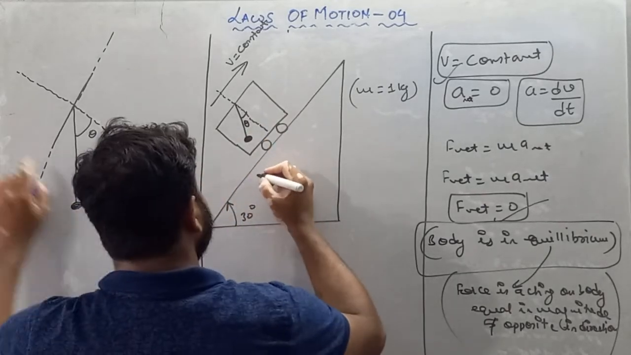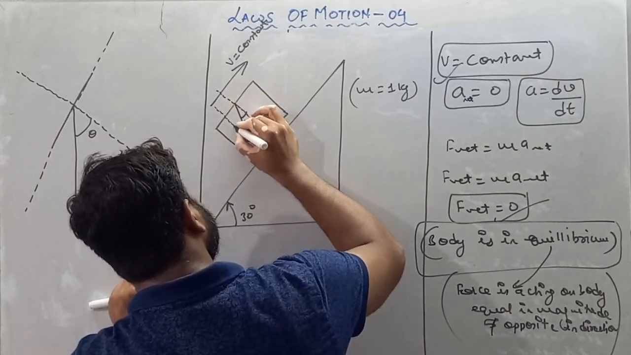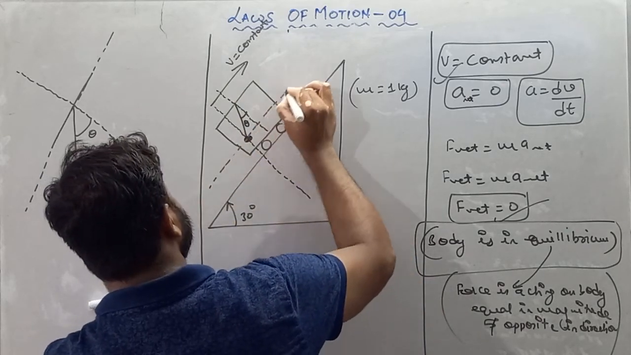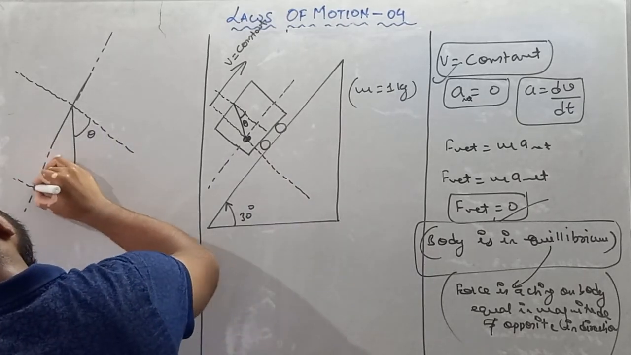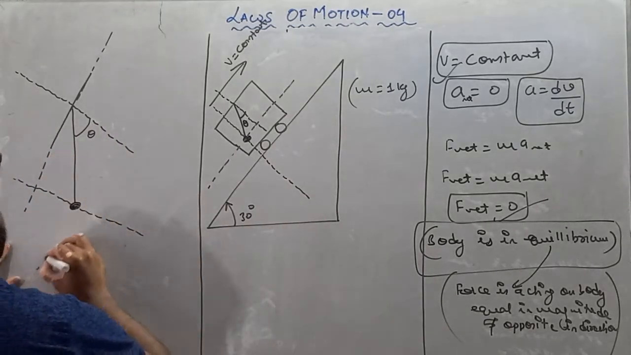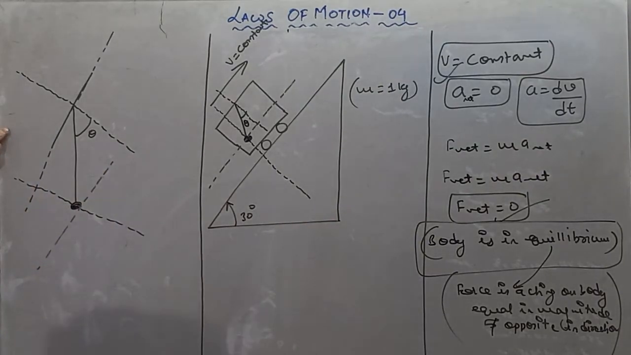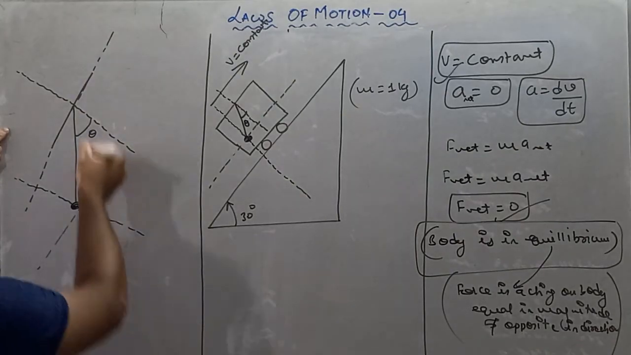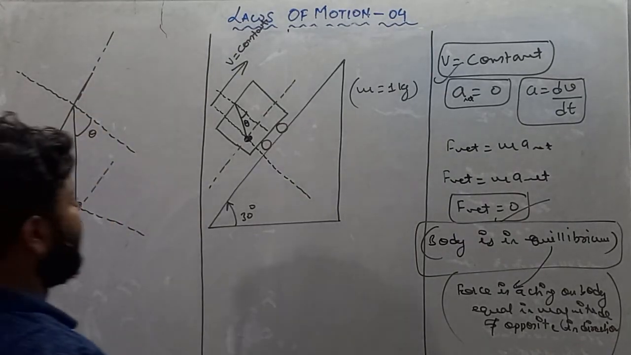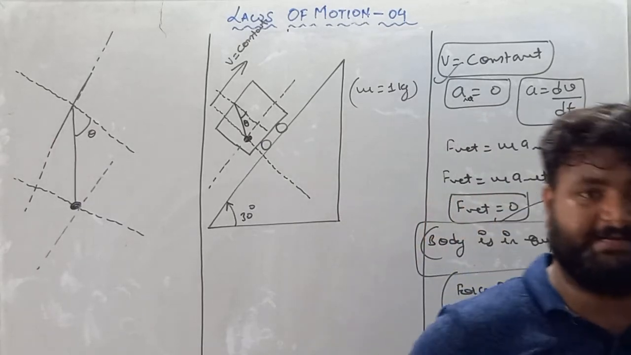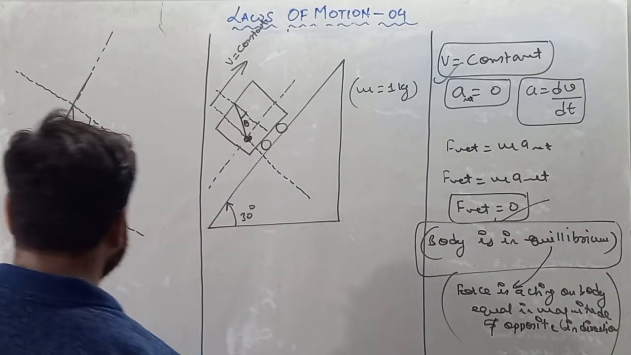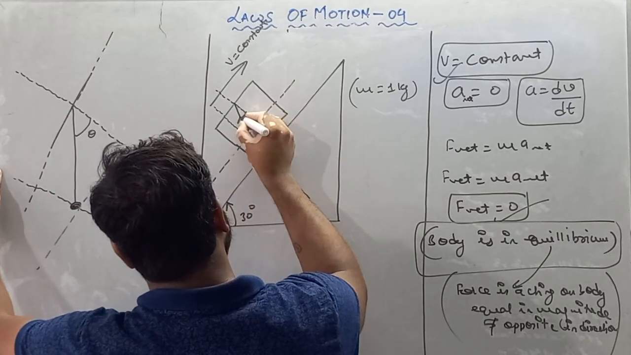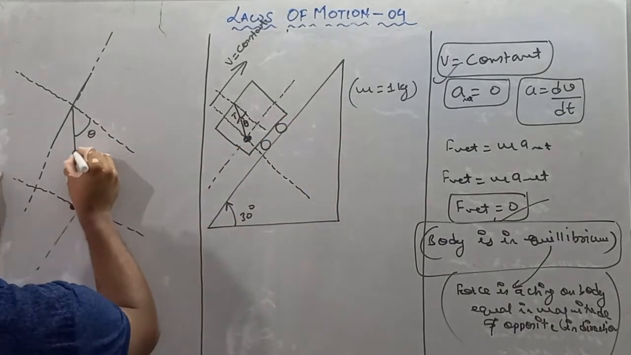First of all, you have to make the FBD like this. This is the y-axis and this is your x-axis, my dear student. If you see the rope, we know that this is basically a string and the string has some tension force on it. So let's make tension on the string. This tension must be a pulling force.